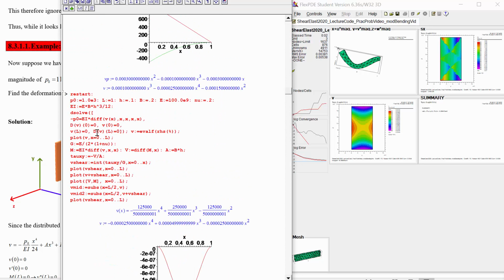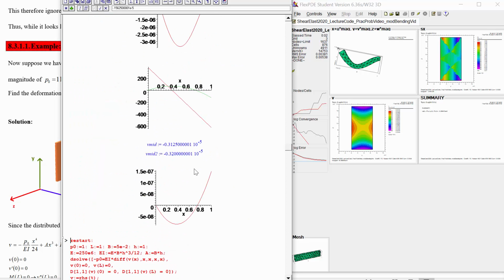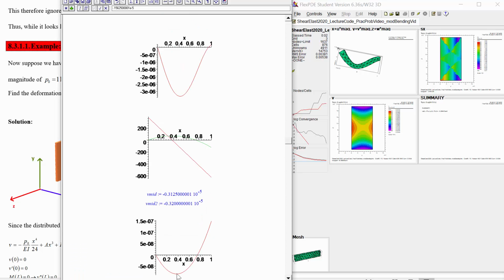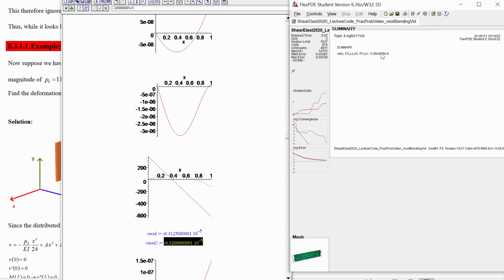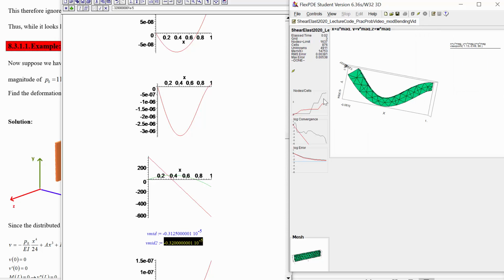So how do we change the left end to a pin support? Rather than saying that the slope is 0 at the left end, we'll say the moment is 0 at the left end. So that would be this. And I think that's all we actually have to do to change it to a pin support at the left-hand side. Now we're saying in the middle, we've got a displacement of about 3.2 e minus 6, which agrees pretty well with what we got in FlexPDE by changing the left-hand side to a pin support as well.